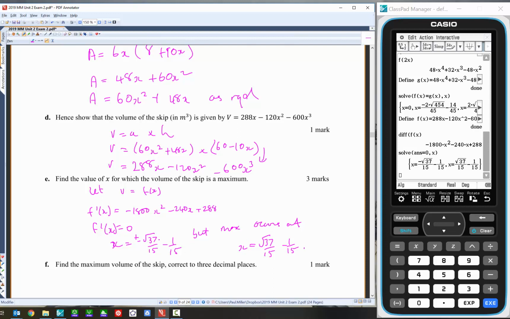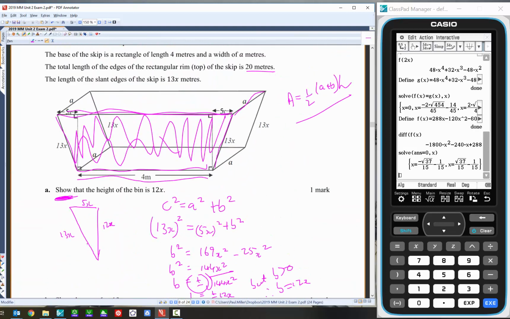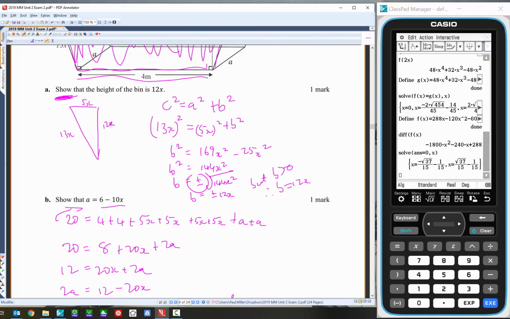The maximum can't occur at a negative value of x. All right, think about it. Like if it could be negative, that means 13 multiplied by a negative number. That means this side length is negative. No, it's positive. All right.